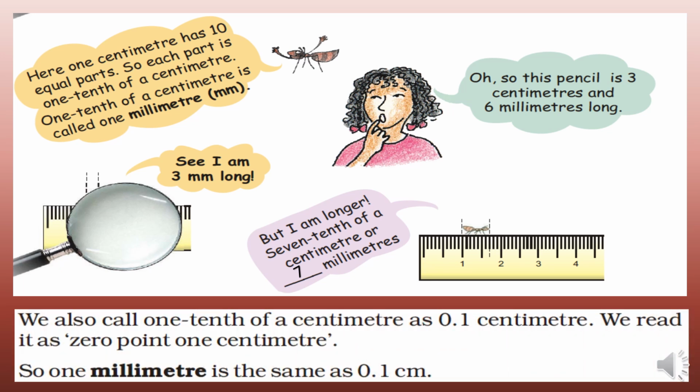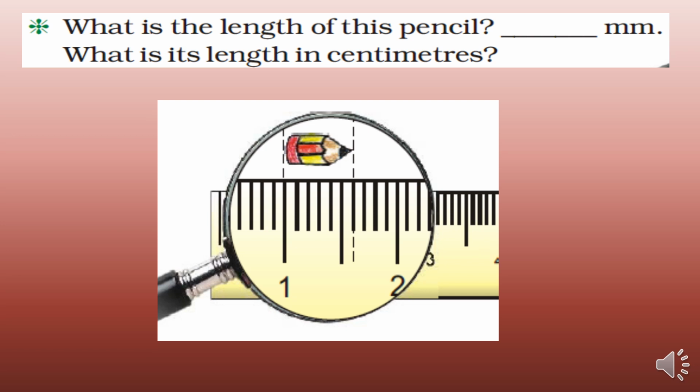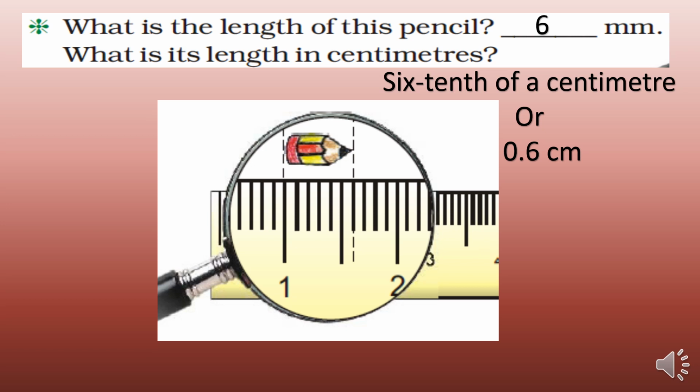We also call 1/10 of a centimeter as 0.1 centimeter. We read it as 0.1 centimeter. So 1 millimeter is the same as 0.1 centimeter. What is the length of this pencil? It is about 6 millimeter. What is its length in centimeter? So its length in centimeter is 6/10 of a centimeter or 0.6 centimeter.